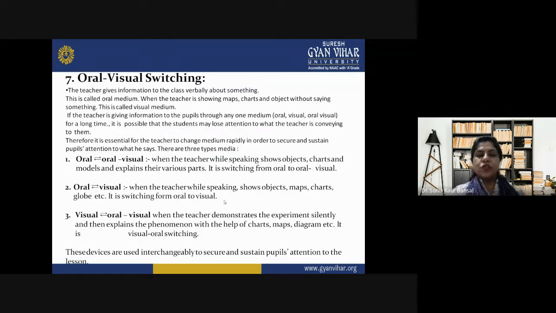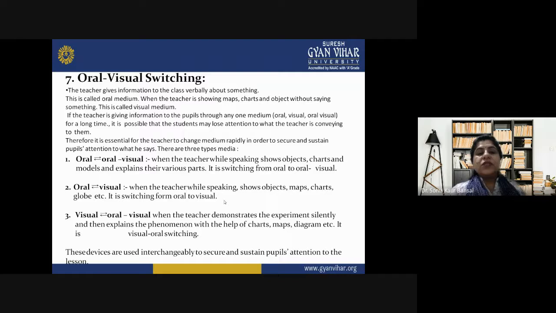Oral visual switching. Now, this is the seventh component of stimulus variation skill. The teacher gives information to the class verbally about something. This is called oral medium, when I'm giving information about something in a verbal mode. When the teacher is showing maps, charts, objects without saying something, this is called visual medium.